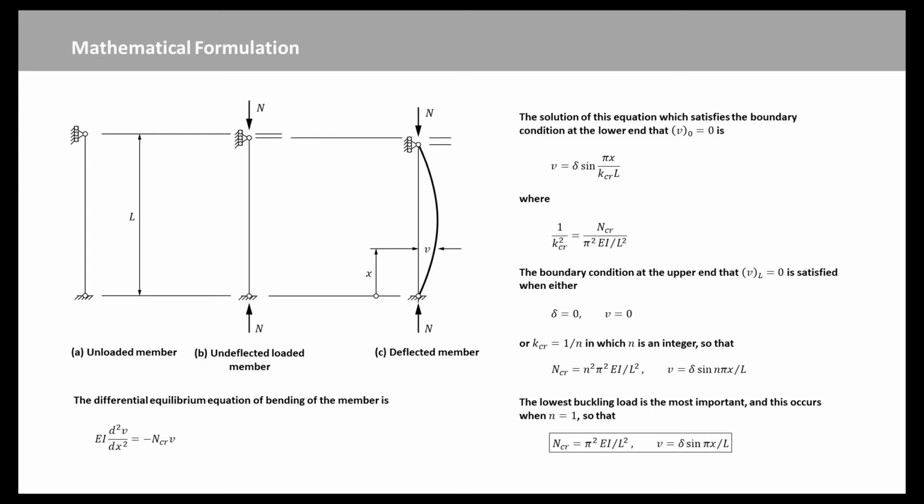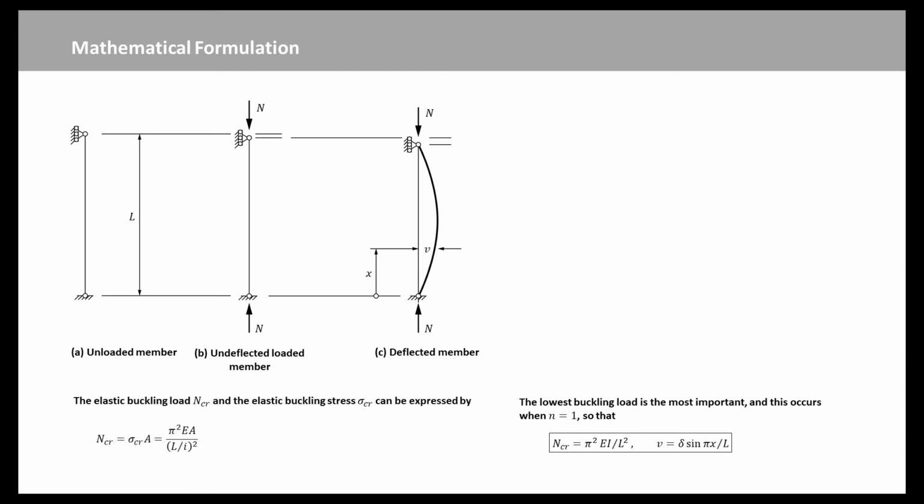The lowest buckling load is the most important, and this occurs when n equals 1, so that we obtain the NCR and the V equations. The elastic buckling load NCR and the elastic buckling stress sigma CR, equal to NCR over A, can be expressed in terms of the geometrical slenderness ratio L over r by this equation, where r, equal to the root of capital I over A, is the radius of gyration.